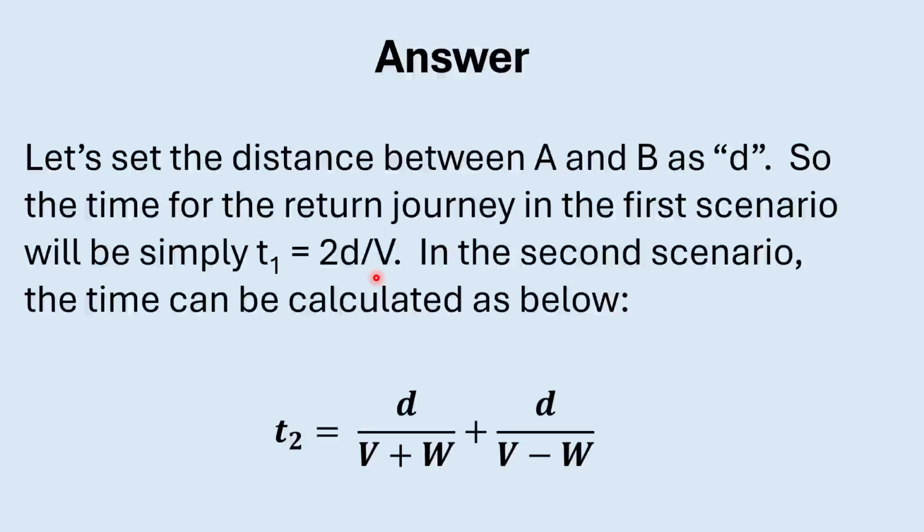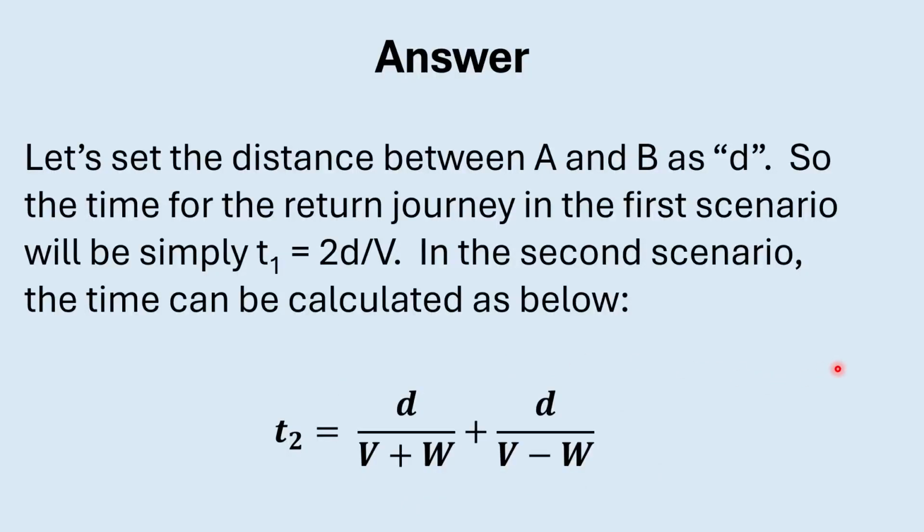For the outbound flight, the total distance is d, and because the plane flies alongside the wind, the speed is v plus w. So the total time for the outbound flight is d divided by v plus w. And for the return journey, because the plane flies against the wind, its speed is equal to v minus w, and the total time is d divided by v minus w. So the total time T2 of this return trip is equal to d divided by v plus w, plus d divided by v minus w.